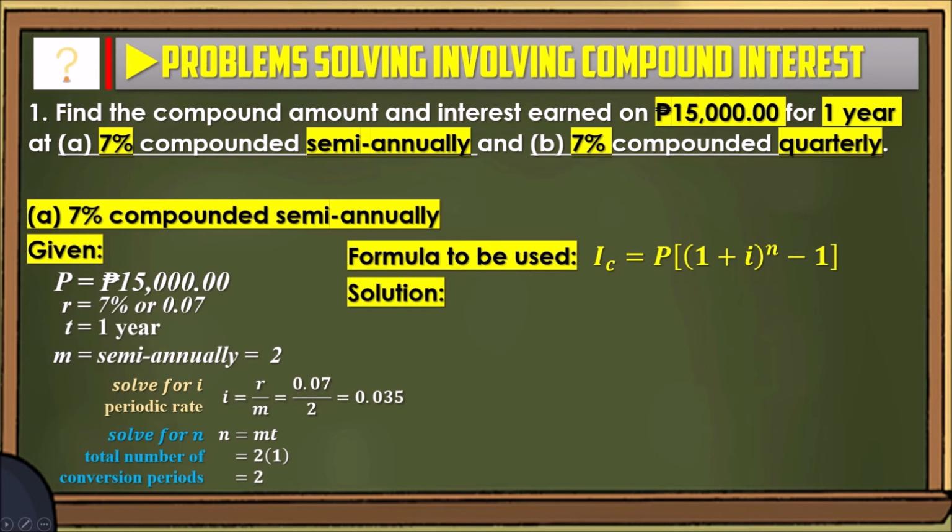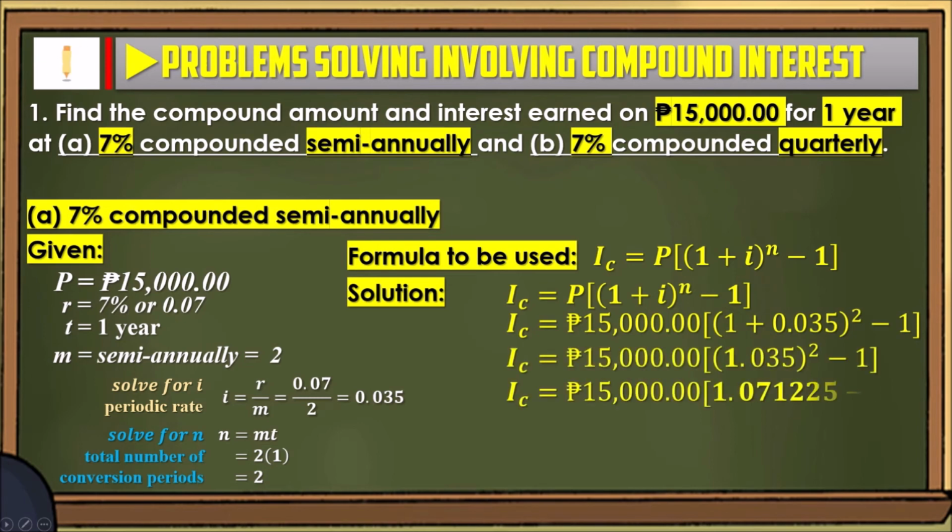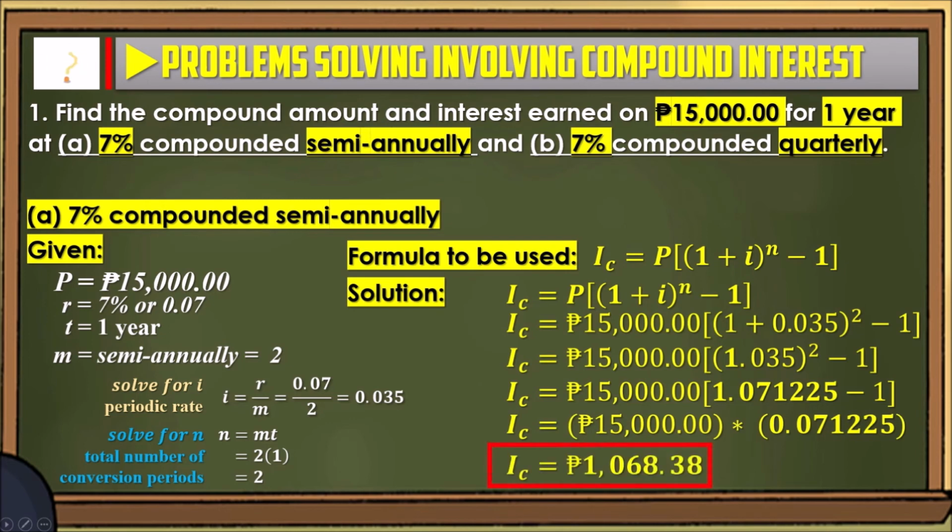Let us now continue the solution. Use the formula in finding the compound interest. Substitute the given to the formula. Now, perform the operation. The final answer for compound interest is 1,068.38 pesos.